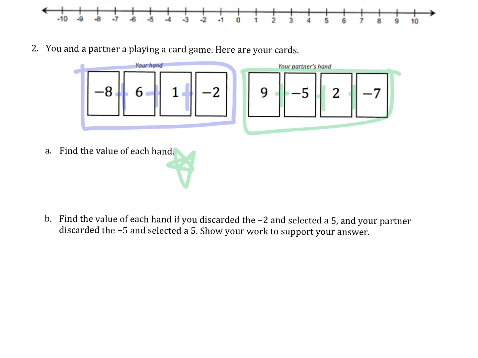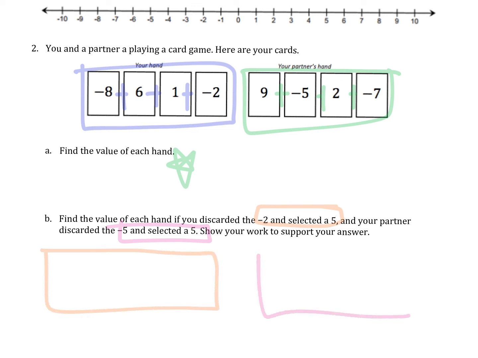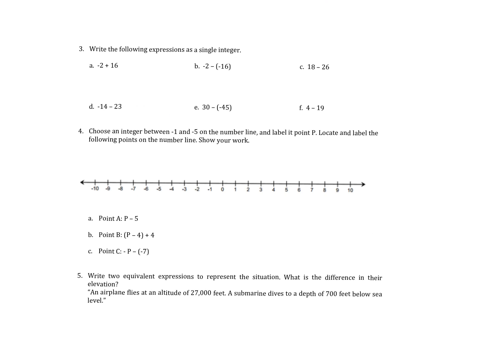Then you're going to find the value of your hand if you discard the -2 and select a 5, and if your partner discarded the -5 and selected +5. So you have to redo it for yourself and for your partner, okay? So you're going to have 2 problems going on. You're going to have your hand here, adding all those numbers together, and then your partner's hand over here. Please make sure you do this problem completely and fully.